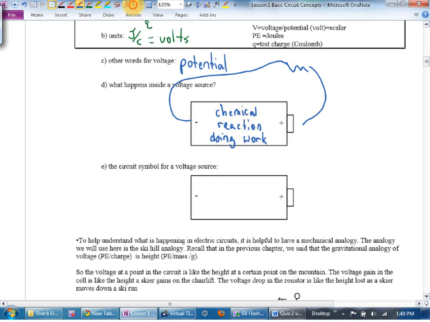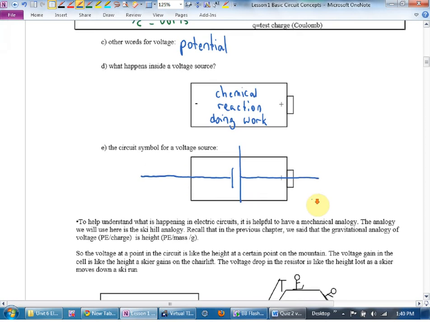In terms of a circuit diagram, the circuit symbol for a voltage source, that's the negative, that's the positive. It looks like that. It's two parallel lines. The shortest part is the negative terminal. The longest part is the positive terminal. That's the symbol in a circuit for a voltage source, for a battery.